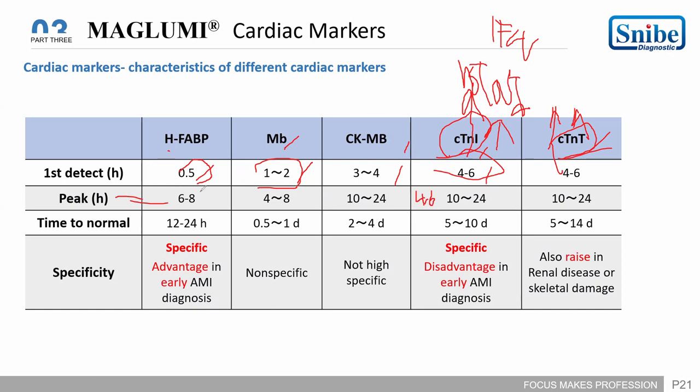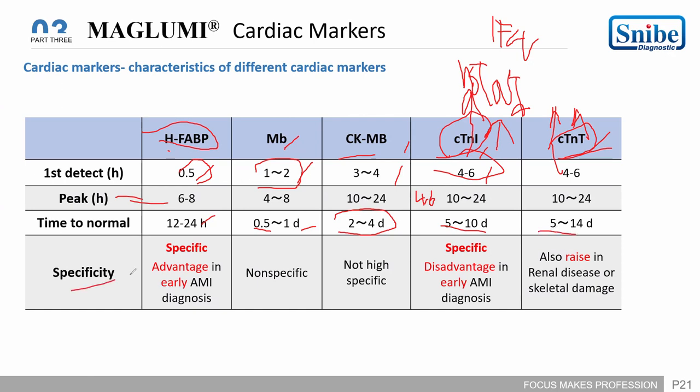If we talk about the time to become normal after some cardiac injury, it becomes normal after 12 to 24 hours, and the myoglobin value is between 0.5 to 1 days. It takes almost 24 hours, 12 to 24 hours. And if we talk about the CKMB, it goes to a normal value between 2 to 4 days. And if we talk about the cardiac troponin I, it takes 5 to 10 days to be normal as compared to the troponin T of 5 to 14 days.